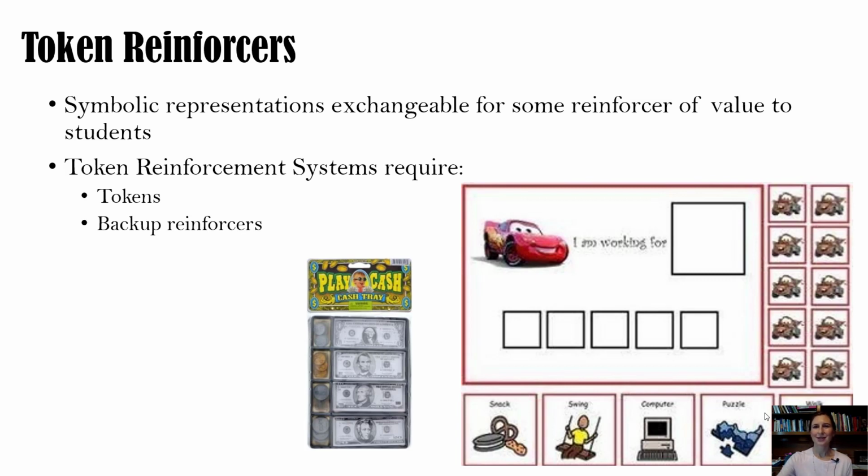So this is an example of a token system in more of the clinical setting. So the child chooses what they're working for. So this is a backup reinforcer, and it can be one of these. Usually you will use pictures if you have younger children or things like that. So they might be working for a walk. So you put the walk up here so they can see it, and then they have to earn 5 tokens to get their walk.